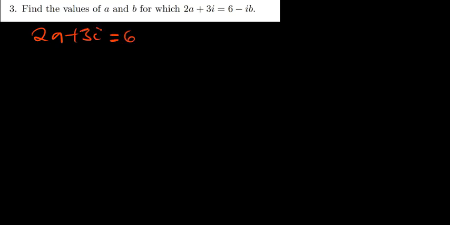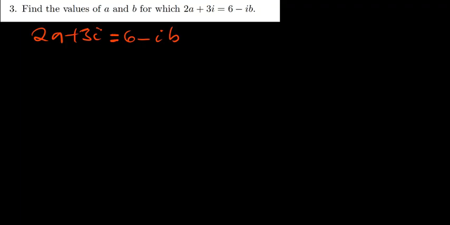Now we're on question 3, which is saying find the values of a and b for which 2a plus 3i is equal to 6 minus ib. In this case, this one is very simple, but there is a part where we have complicated equations. Okay, that should be question 3. So I have 2a plus 3i is equal to 6 minus ib.